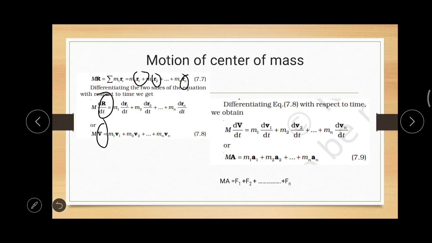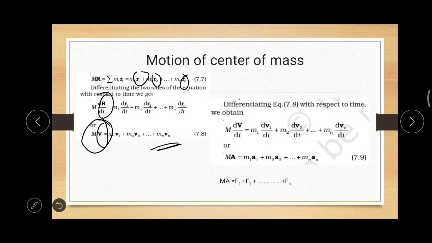Up to mn vn. So the total mass into the velocity of the center of mass is equal to the first particle's mass into its velocity, plus the second particle's mass into its velocity, and so on up to the nth particle's mass into its velocity.